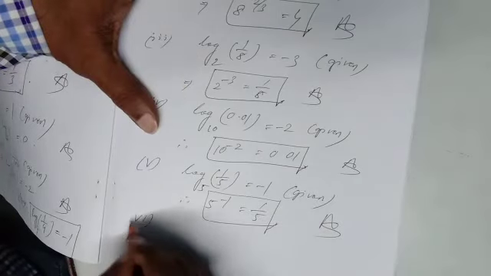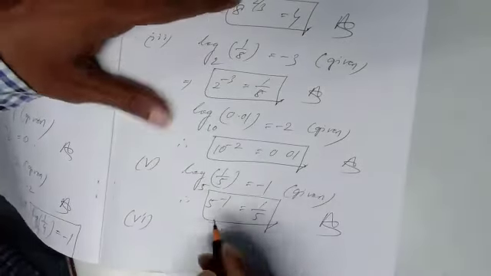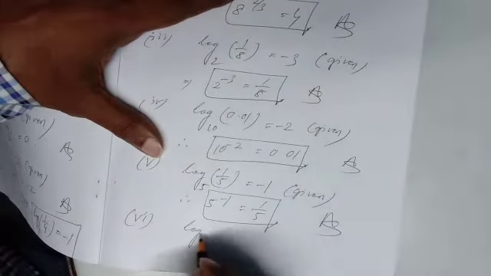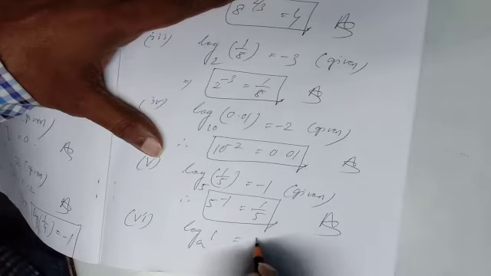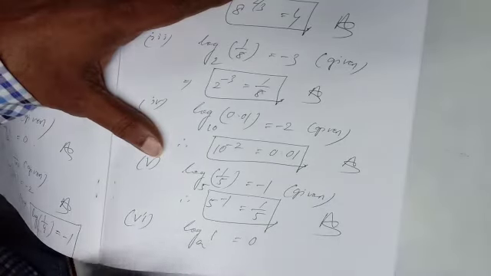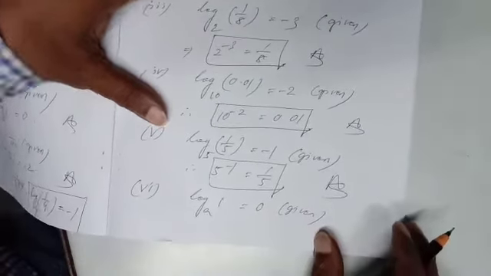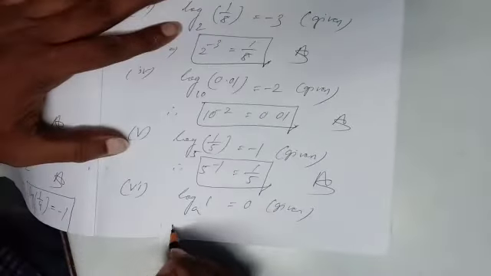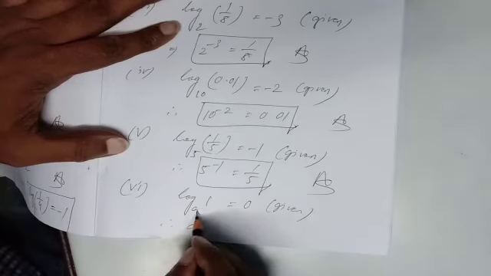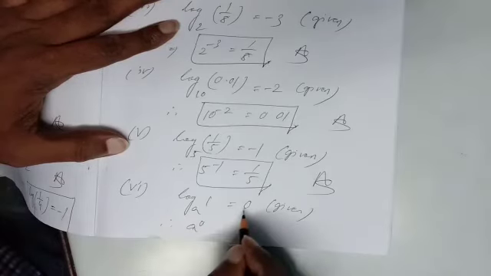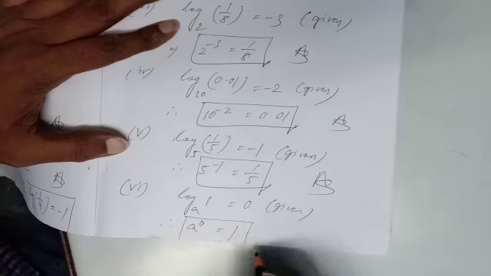The last part I am doing, that is the sixth part. Question given: log 1 base a equal to 0. This is given in logarithm form, and you have to write in exponential form. That means a to the power 0, where a is the base and 0 is the power, the answer is 1. A to the power 0 is equal to 1.